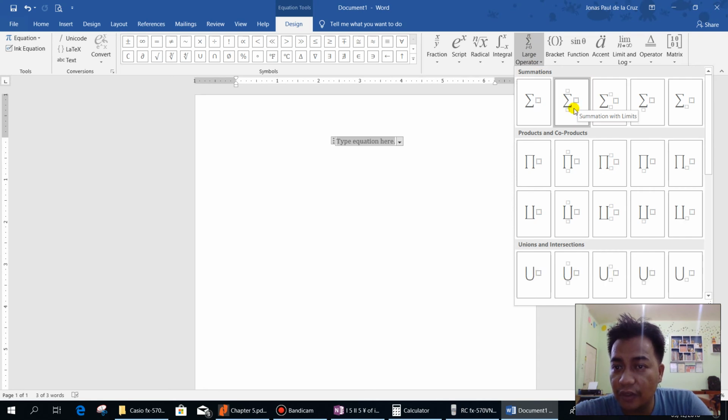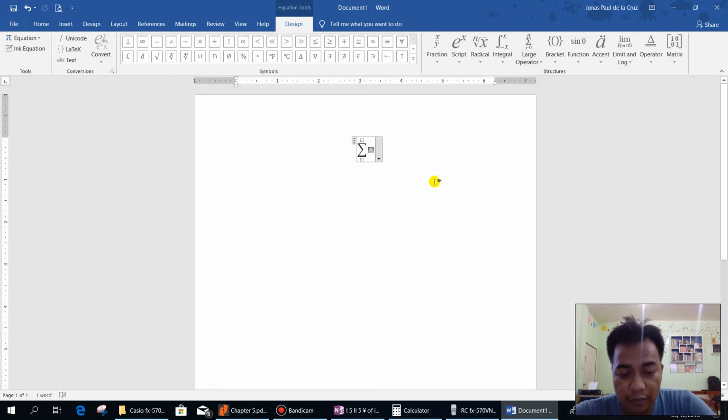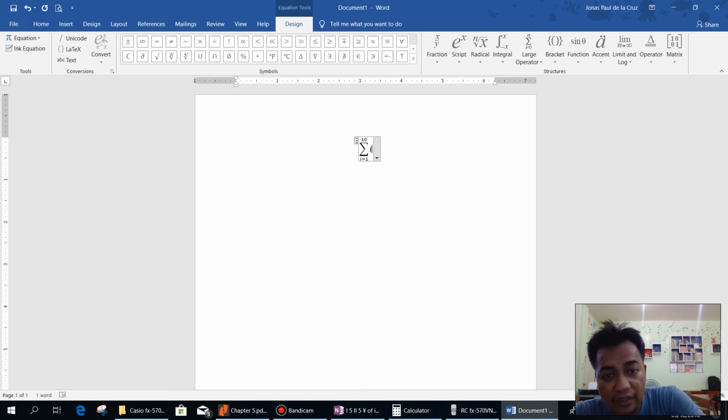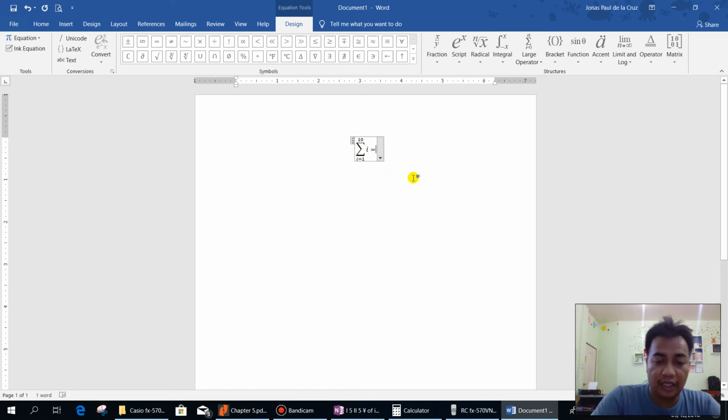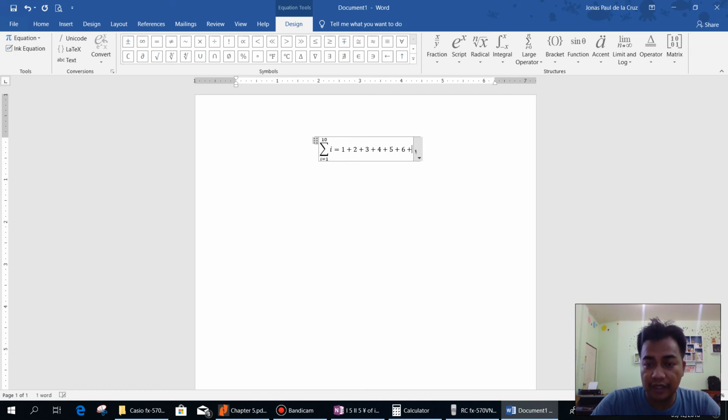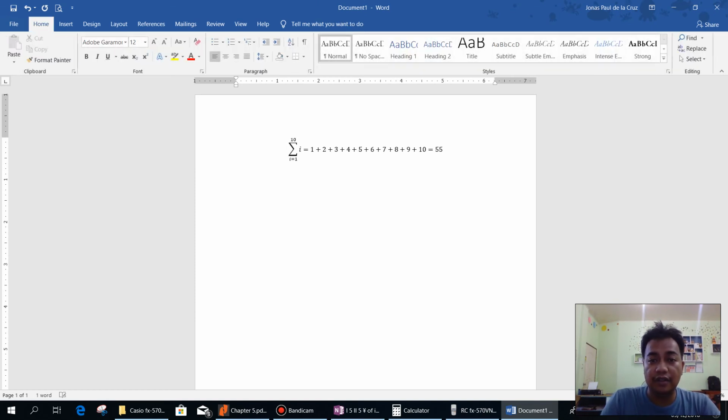Yung summation nandyan lang. Oh, use this one, summation, and then just press I, and then click the one I is equal to 1, and then click this one, 10 from I is from 1 to 10, and then equals. Make sure you do not go out from this box, okay, when you are typing. And then this is 1 plus 2 plus 3 plus 4 plus 5 plus 6 plus 7 plus 8 plus 9 plus 10 is equal to 55. Very easy, right? Just insert an equation.